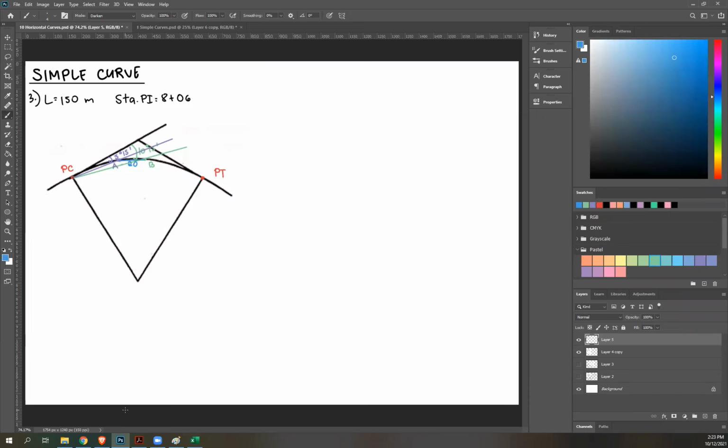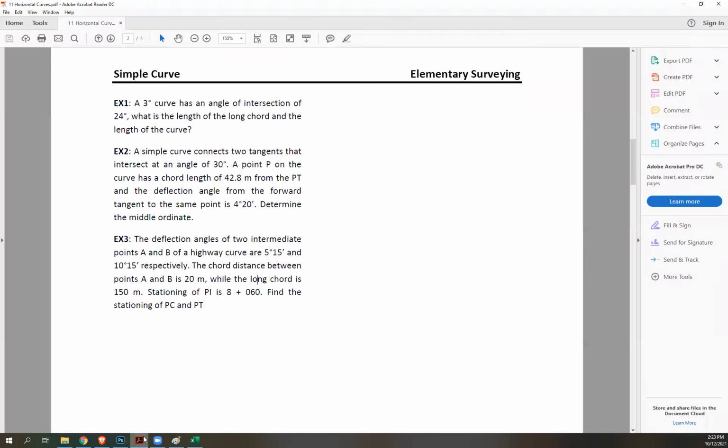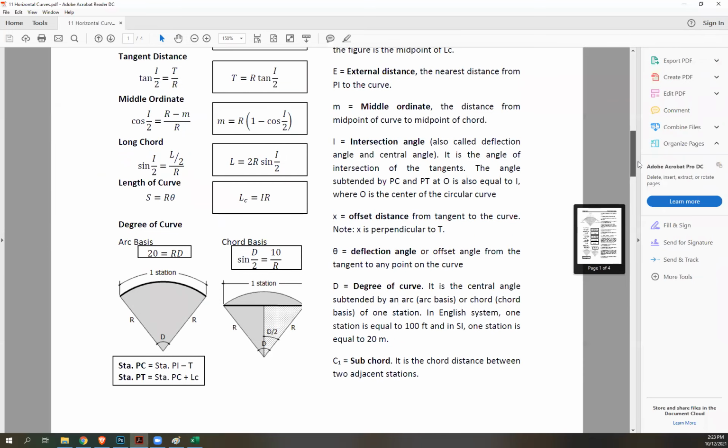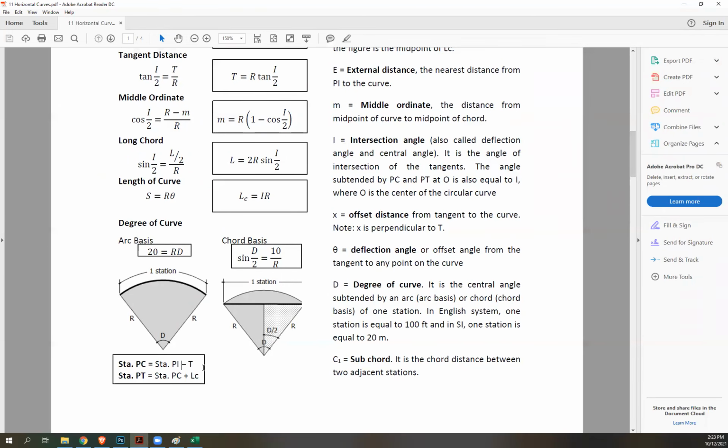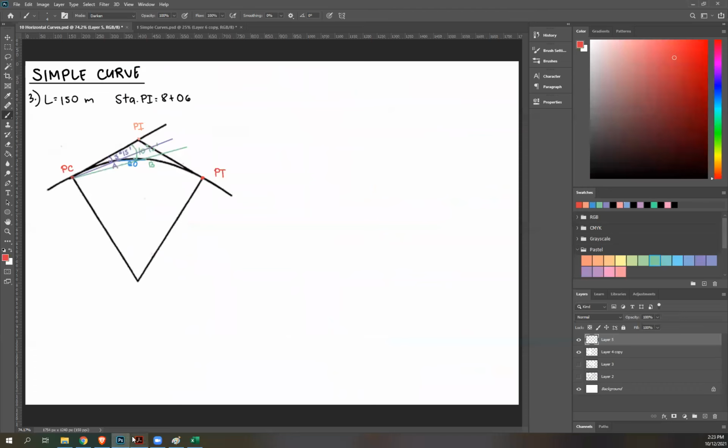The question is the station of PC and PT. This is PI. We can start with PC. Station PC has this equation: PI minus T. The goal here is to get the value of T since PI is given. And T has this equation: R tangent I over 2. We don't have R and we don't have I, so that's where we'll start.